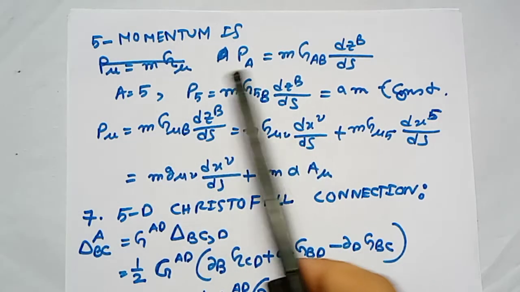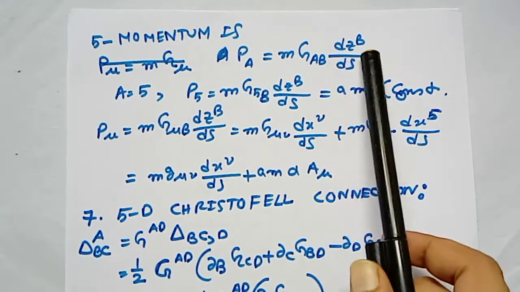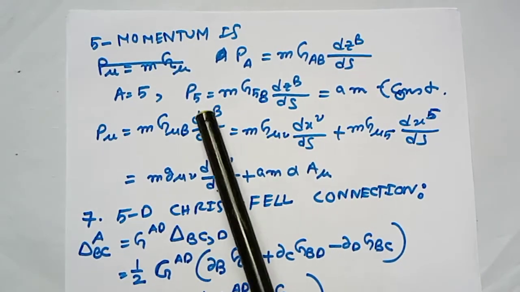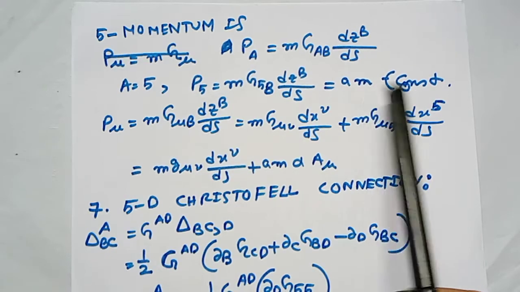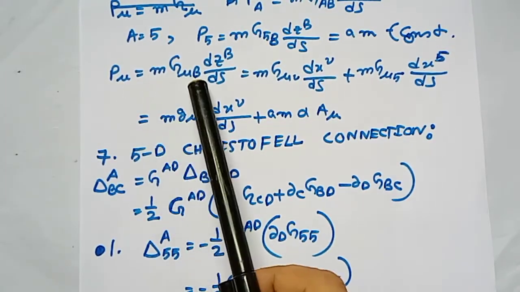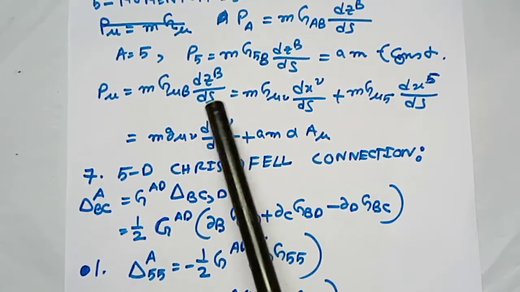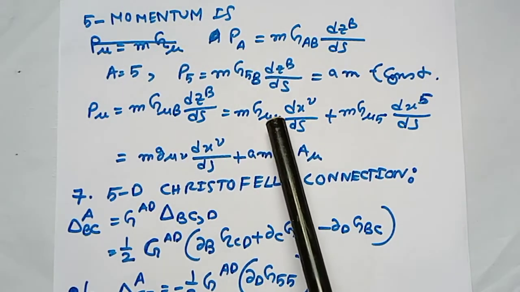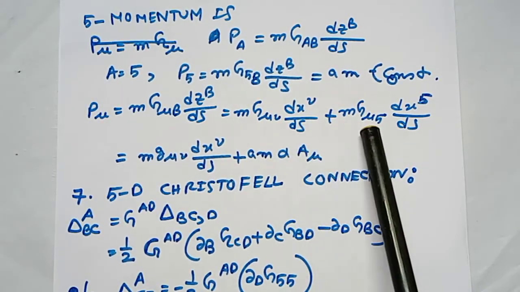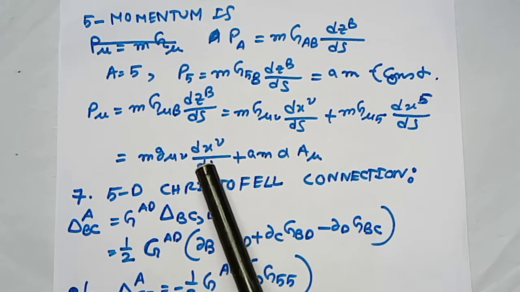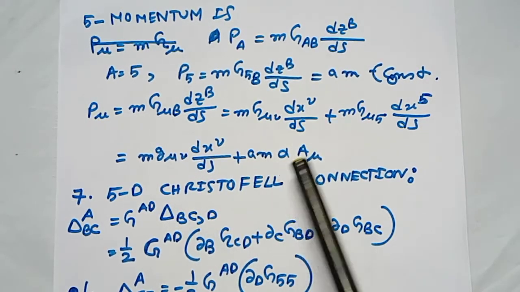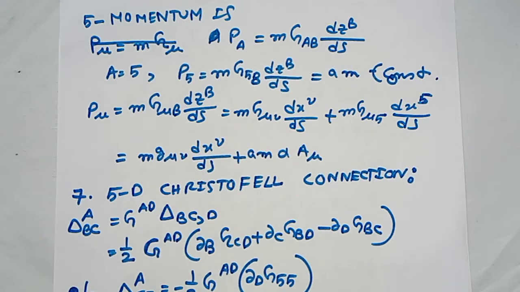Now the five-dimensional momentum: P_A equals m g_AB dz^B/ds, P_5 equals m g_5B dz^B/ds, where m is a constant. P_mu equals m g_mu5 dz^B/ds, and m g_mu nu dx^nu/ds plus m g_mu5 dx^5/ds, g_mu nu dx^nu/ds, alpha.